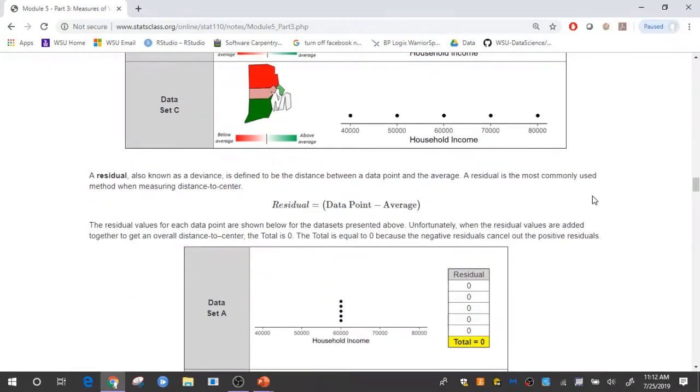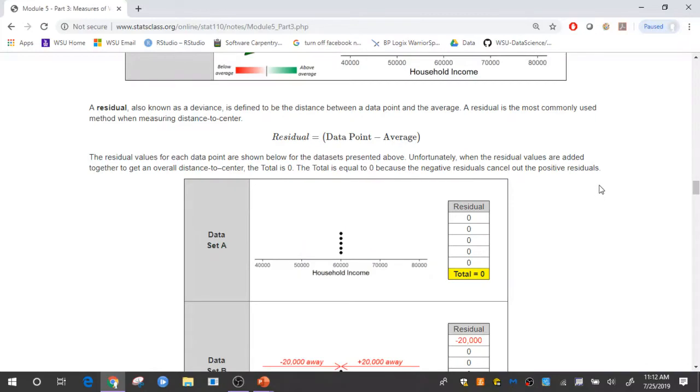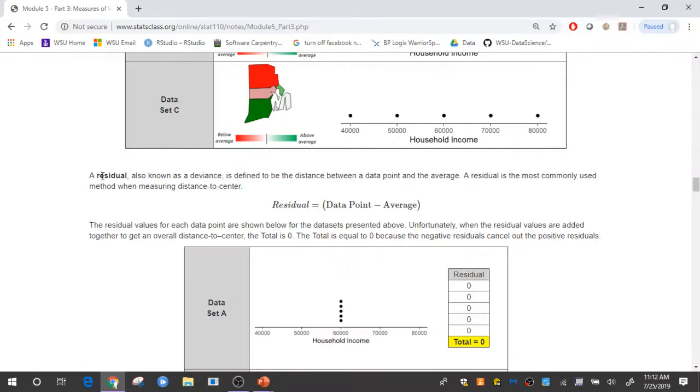Okay, so let's get into a discussion about how we measure distance to center. What we do is create what is called a residual. A residual, sometimes referred to as a deviance, is simply defined to be the distance between a data point and its average.